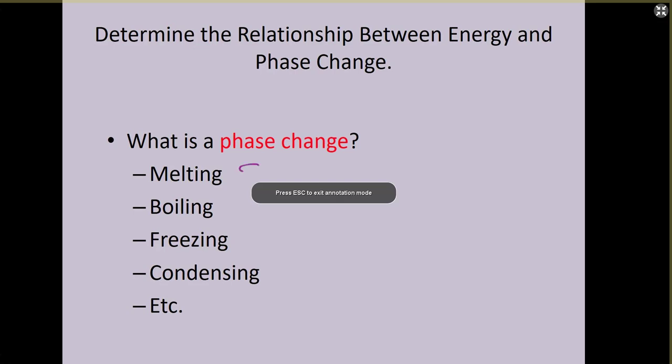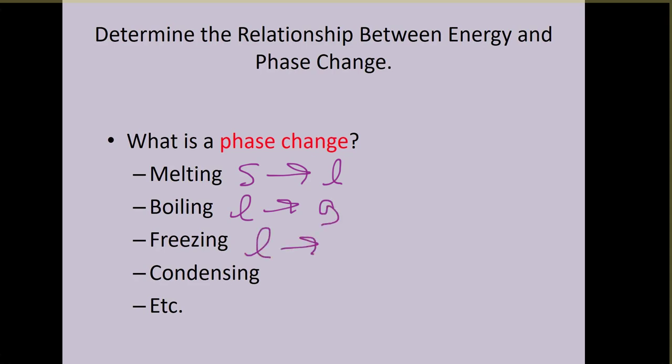In melting, you're going from a solid to a liquid. In boiling, you're going from a liquid to a gas. Freezing is a reverse of melting, so going from a liquid to a solid. Condensing is a reverse of boiling, going from a gas to a liquid.